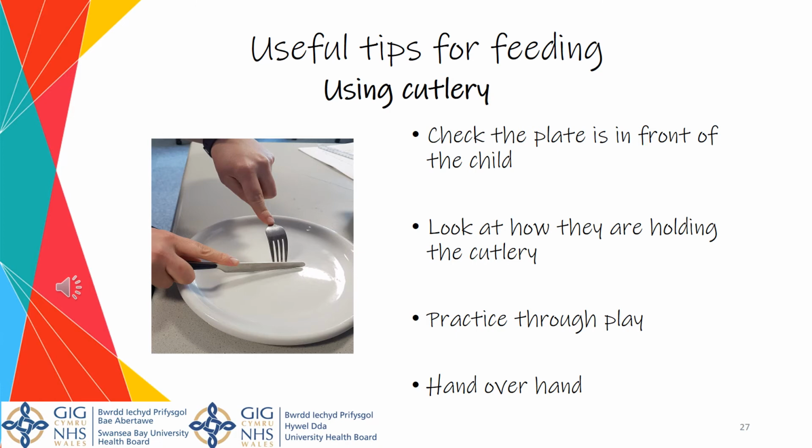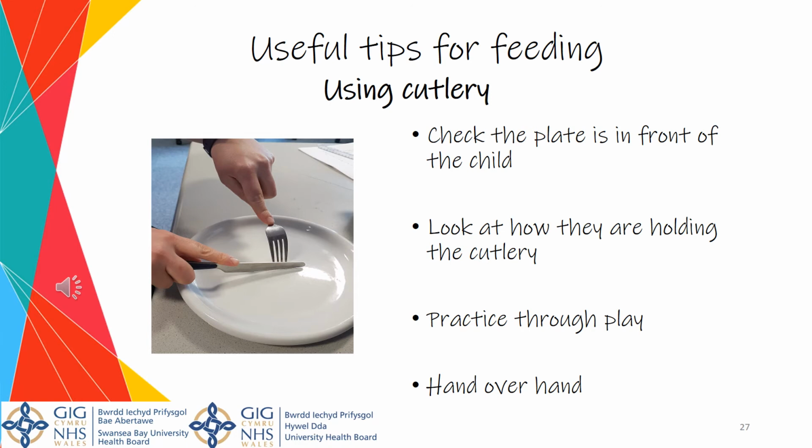Have the right tools for the job. A serrated knife is easier for cutting meat and other tough textures, while a non-serrated knife is easier for spreading butter on bread. And also consider the equipment discussed in the last slide. Ensure the cutlery is the correct size for the child. Child-size cutlery or cutlery with wider handles tend to be easier to use and hold.